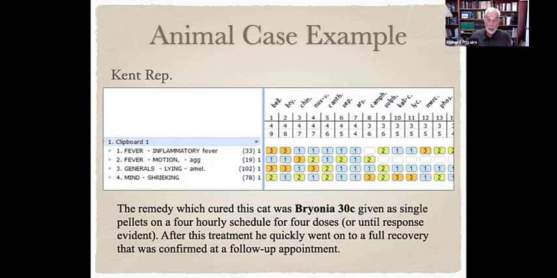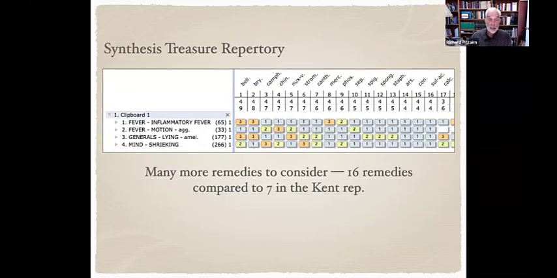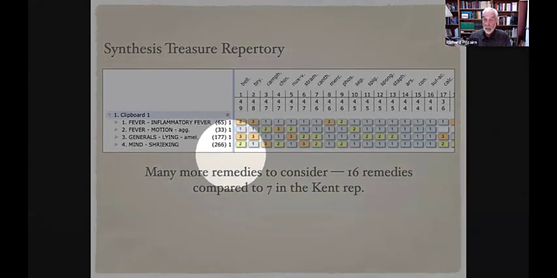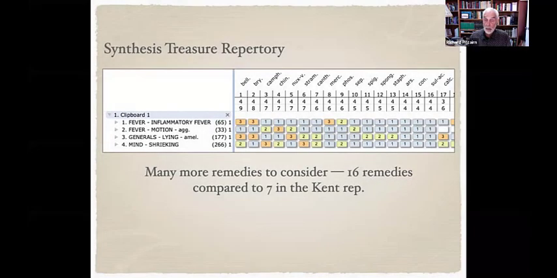Okay, so that's Kent's repertory. Let's look at Synthesis Treasure repertory. We did the same thing. We considered fever, inflammatory fever, motion aggravates, lying amelioration, shrieking, the same symptoms. However, now you see we have 16 remedies in here to consider. There's a lot of remedies that have all of these symptoms as compared to 7 in Kent's. There's a lot more remedies you need to look at if you're willing to do that.